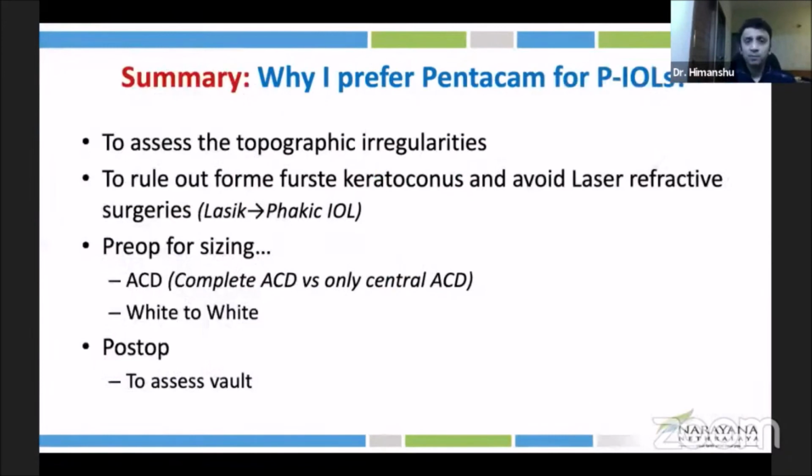So to summarize, why I prefer Pentacam for phakic IOLs: one, to assess the topographic irregularity in these cases. Second, to rule out any early keratoconus, or to avoid any laser refractive surgery, where I can rather do such cases as phakic IOL and not laser refractive surgery. For the pre-op sizing, I prefer anterior chamber depth on Pentacam, and would also prefer to look at the iris configuration. White-to-white measurement I would prefer on Pentacam, especially using the digital caliper there on image inversion, and post-operatively it can be used to assess the vault.